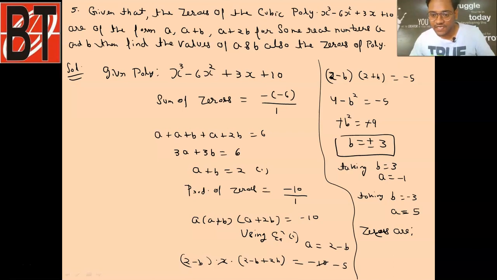Taking a as minus 1 and b as 3, the first zero is minus 1. Then a plus b is 3 minus 1, that is 2. And the last one is a plus 2b, so minus 1 plus 6, it will become 5. So the zeros are minus 1 comma 2 comma 5. Also, if you want, you can take the other pair of a and b, you will get the same zeros, that is minus 1 comma 2 comma 5.